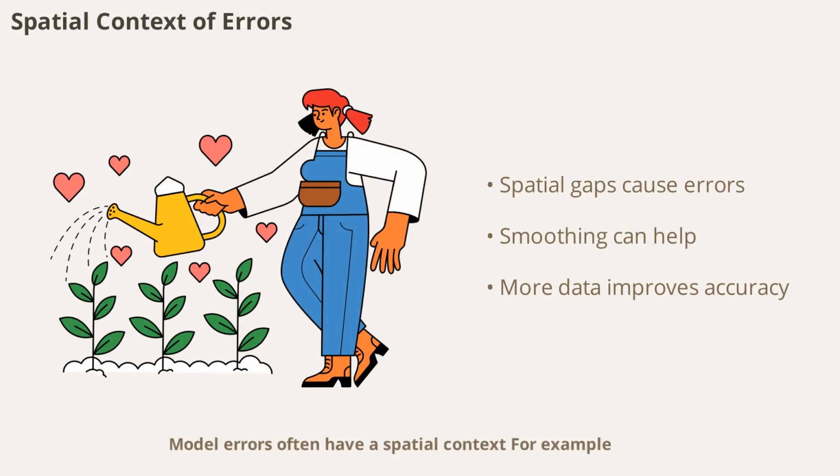Model errors often have a spatial context. For example, if occurrence records are missing from certain habitat types, the model may underestimate suitability in those areas. In the rodent case study, MaxEnt's predictions were less accurate in montane grasslands due to limited training data. Smoothing techniques or additional regularization can help address such issues, but ultimately, better data coverage leads to better models.